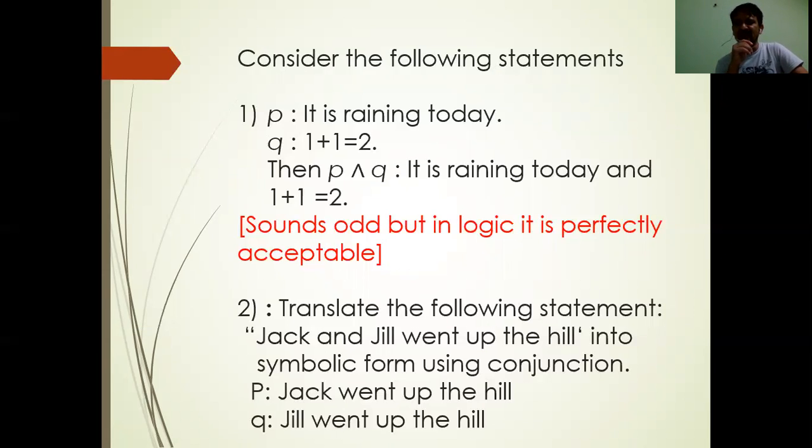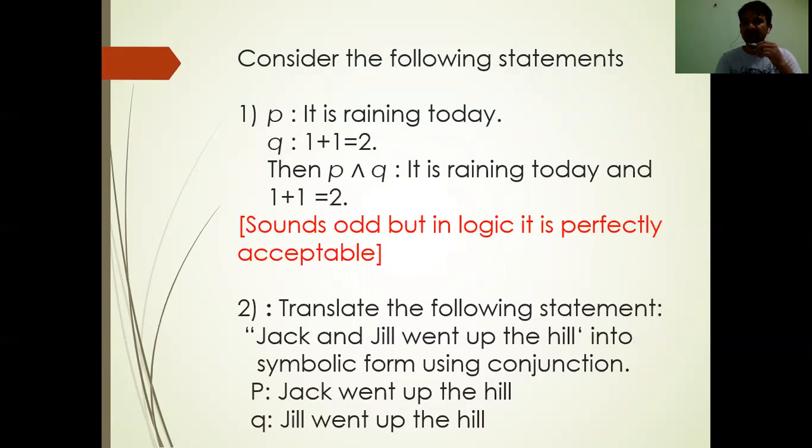Similarly, translate the following statement: Jack and Jill went up the hill, into symbolic form using conjunction. So there are two statements. They are connected with the word and. So Jack went up the hill is one statement.